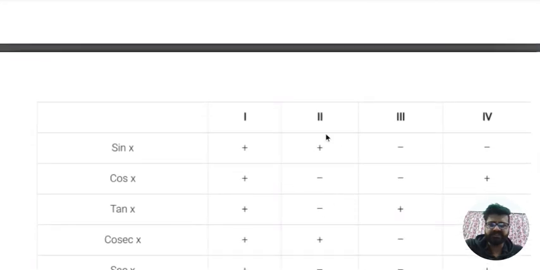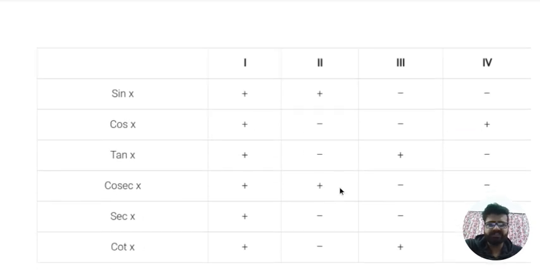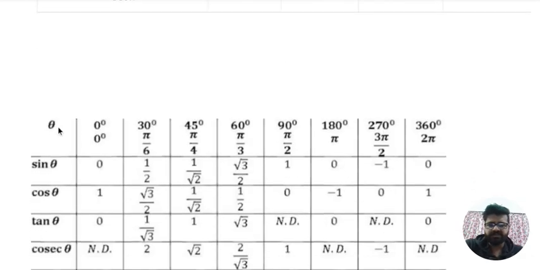So let's come to the next point. You will just read this and you will understand this. Now look at here, you must know the values of all these angles. At 0, what will the value of sine, cos, tan be, and at different angles. Just memorize all these angles.